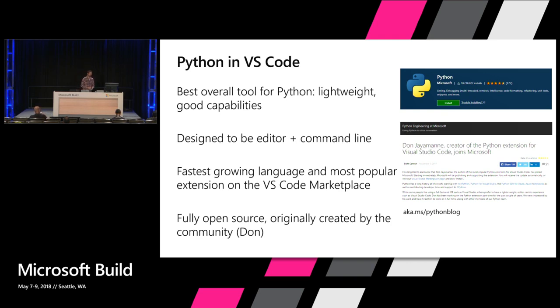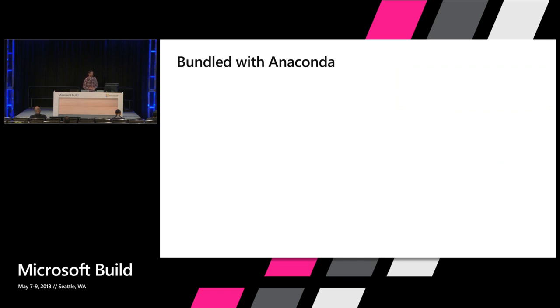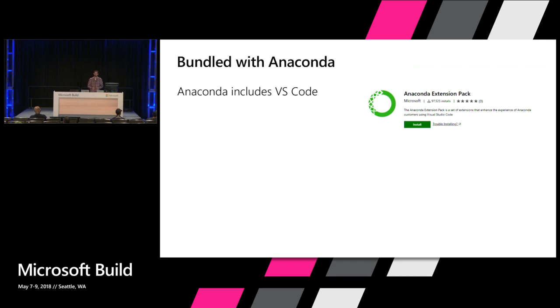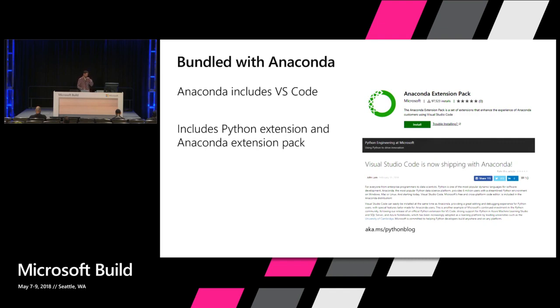Another interesting thing about the Python extension for VS Code is that it's bundled with Anaconda. Anaconda is a popular data science platform that's used by more than 6 million Python developers in the world. And so you can easily install VS Code as part of your Anaconda installation. So it's very easy to acquire and get up and running. This Anaconda extension pack includes the Python extension as well as some other things for Conda environments, syntax highlighting, and things like that.